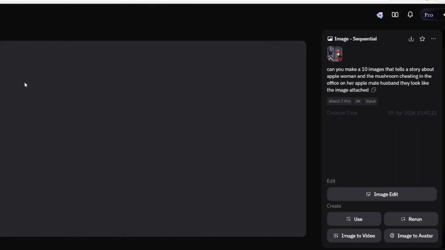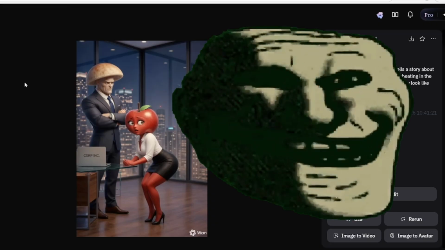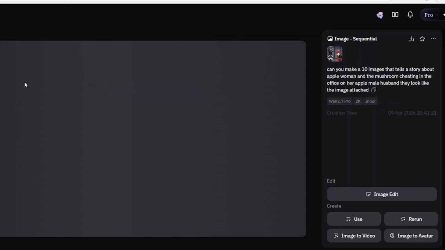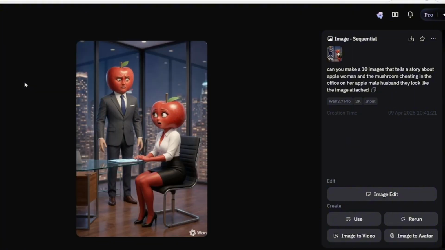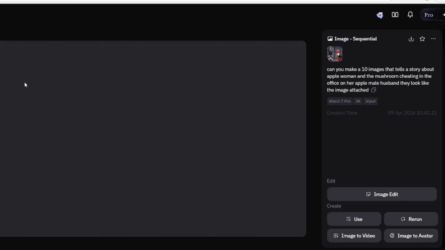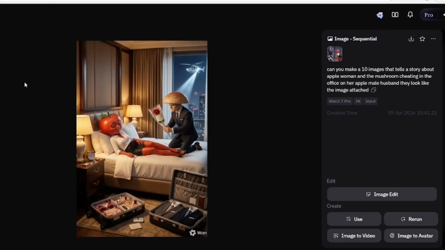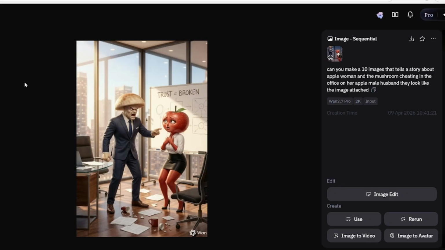As you see here, the apple character, who is, you know, kind of thick, is going through the motions, telling a story where I asked it, can you make 10 images that tell a story about an apple woman and the mushroom cheating in the office on her apple male husband? They look like the image attached. And the image attached was what I created inside of ChatGPT.